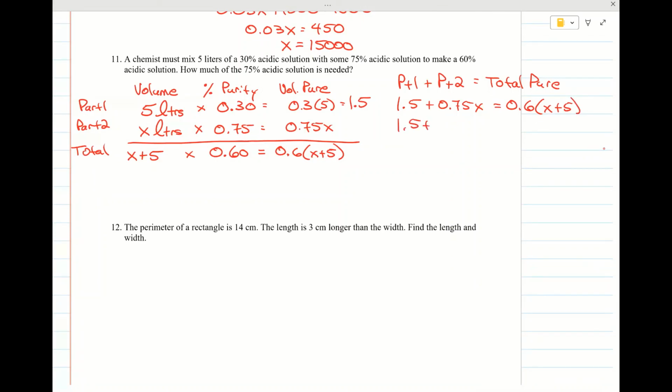Let's combine like terms and distribute. And 1.5 divided by 0.15 is 10. So the answer is, how much of the 75% acidic solution do we need? We need 10 liters of the 75% acidic solution.